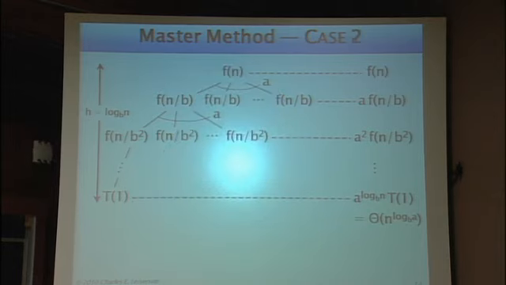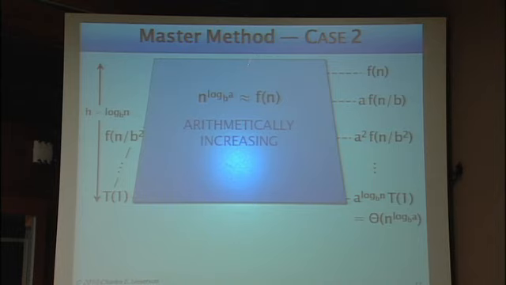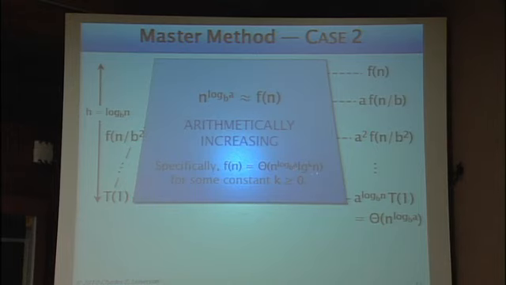Case 2 is when things are actually fairly equal on every level. The general case that we'll look at is when it's arithmetically increasing. In particular, this occurs when f of n is n to the log base b of a times log to some power k of n, for some constant k that's at least 0. So this is the situation. If k is equal to 0, it just says that f of n, the amount here, is exactly the same as the number of leaves.